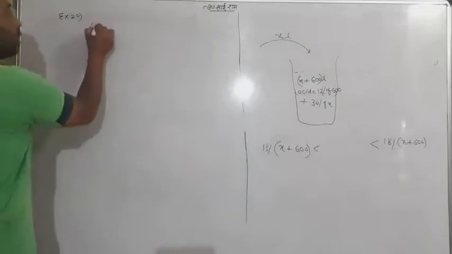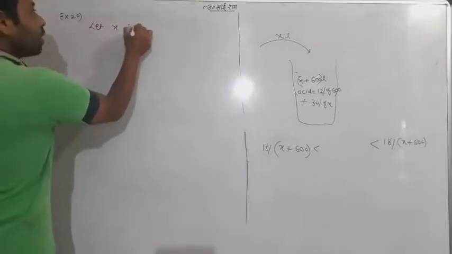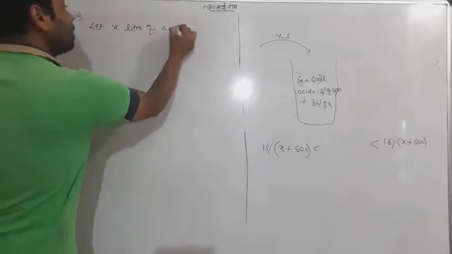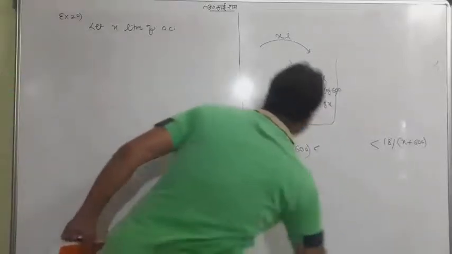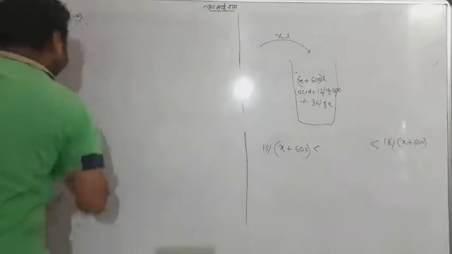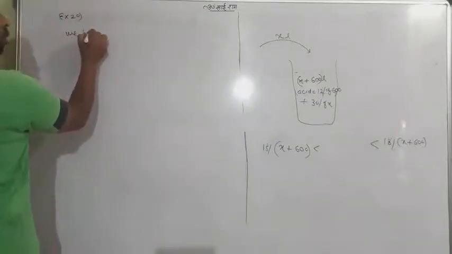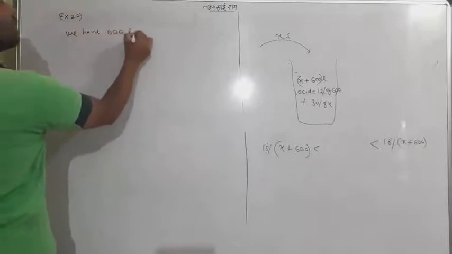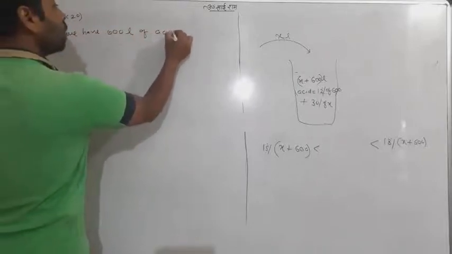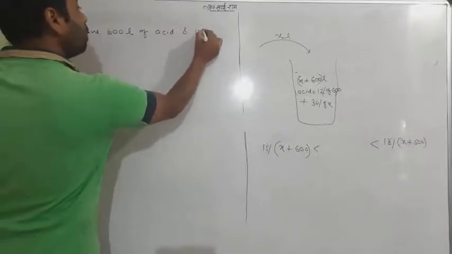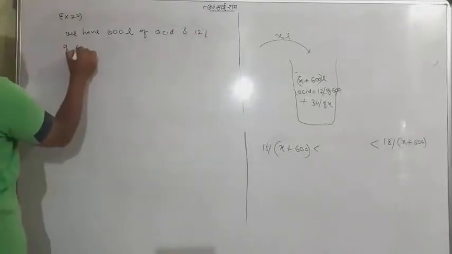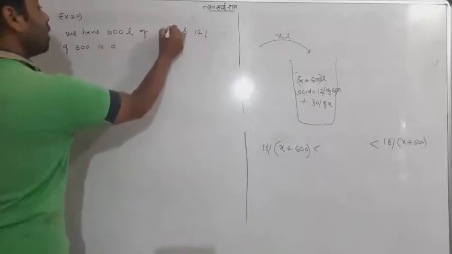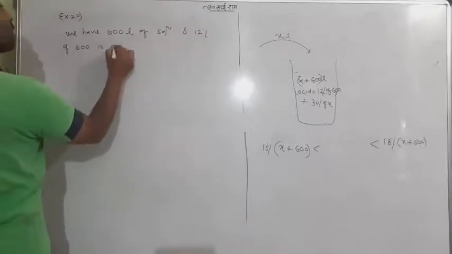Now I'll write here: let X liters. First I want to write the given thing that we have: 600 liters of solution, and 12% of 600 is the acid content.